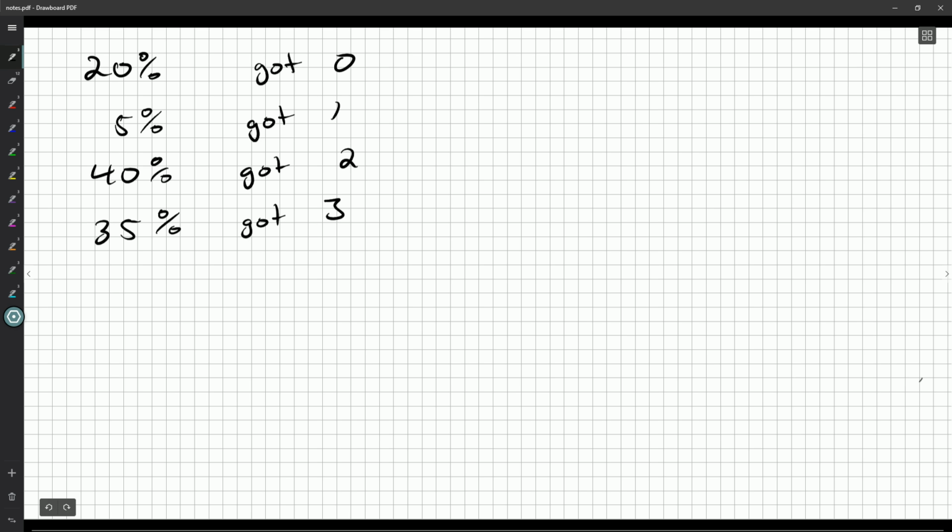Okay? So here's one way you can go about doing this question. So 20% got 0. So the amount of mark that those students contribute is 0.2 times 0. Okay? 5% got 1, so 5% is really the same as 0.05. So 0.05 times 1, well, those 5% of students contribute 0.05 to the overall mark.